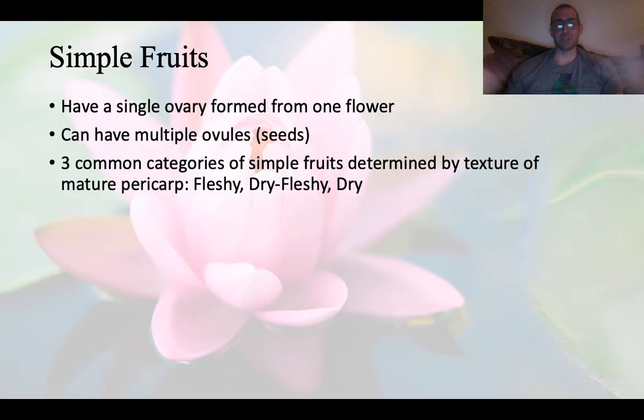Now, we have two big designations of fruits: simple fruits and aggregate fruits. We're going to start talking about our simple fruits. And our simple fruits have a single ovary formed from one flower. So our simple fruits are formed from one ovary. Now that ovary may be a compound one, so it has multiple ovaries that are fused, but it's a single main ovary. And now our simple fruits can have multiple ovules or seeds within them. You don't just need one seed. We have three common categories of simple fruits: fleshy, dry fleshy, and dry.